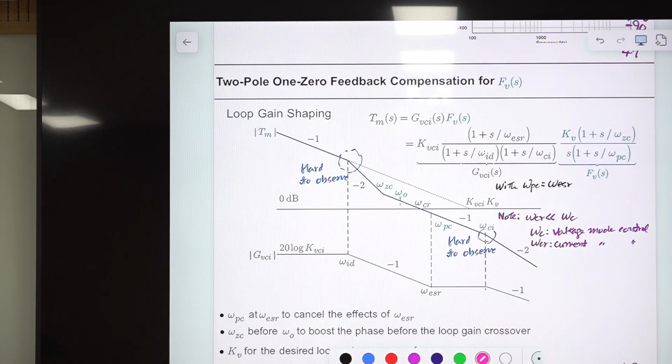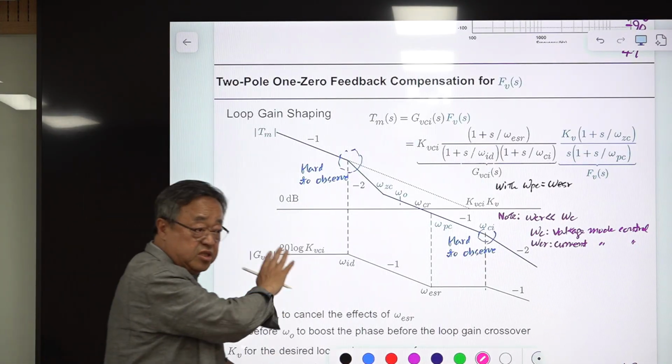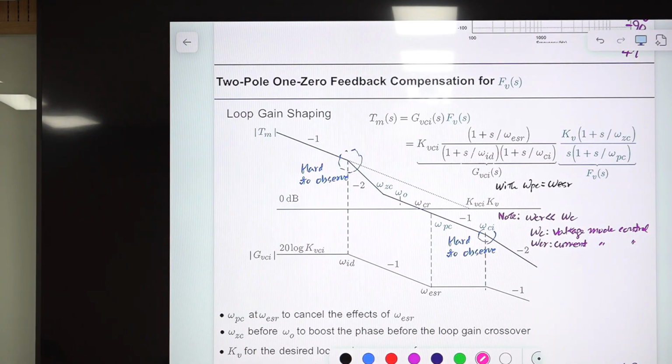Loop gain shaping. Loop gain shaping means you are shaping the loop gain in the desired form. So what we are going to do is shape it into the desired or optimal form, and we will justify this statement later. Just believe me now. So, loop gain shaping.